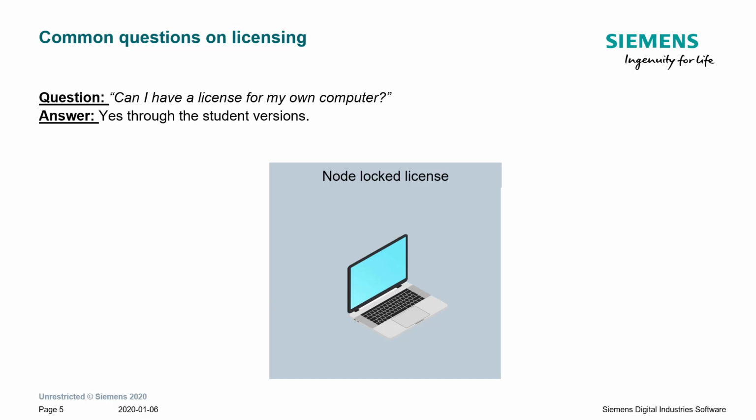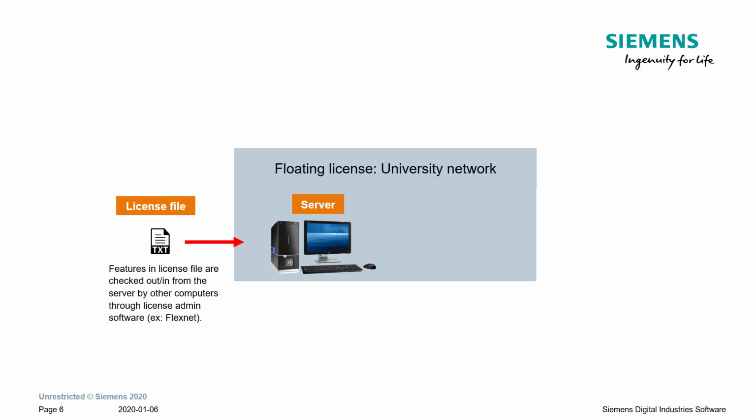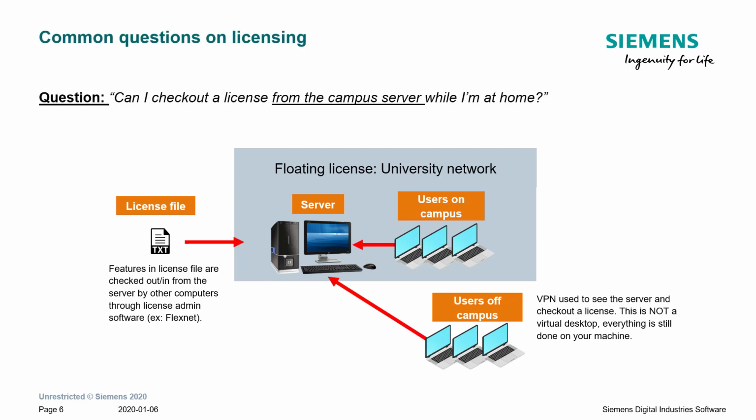That takes me to the next question, which is focused on this type of configuration, where a computer on campus, often referred to as a server, is running licensing software such as FlexNet, which controls the check-in and check-out of license features from a license file. Then if other computers are able to communicate with that computer, they can check out a license to run the software on their machine. With that in mind, if you want to know if it's possible to check out a license from the campus server while at home, the answer to this is yes.